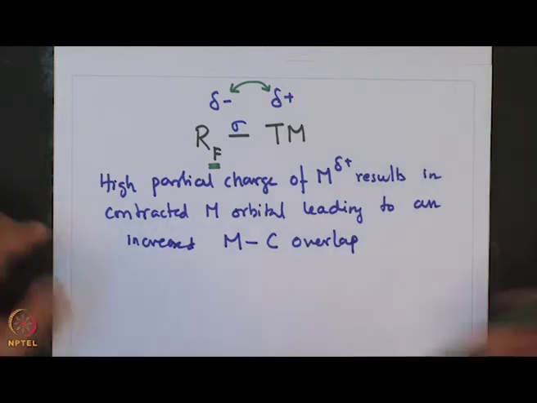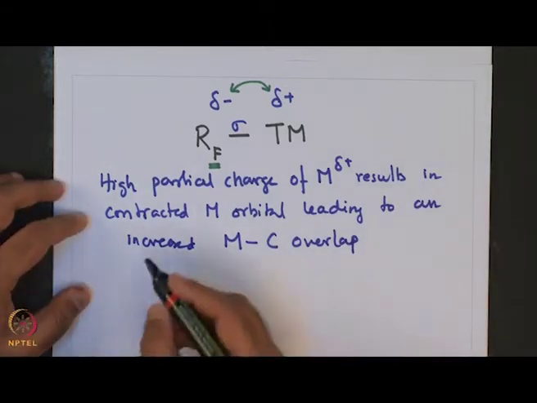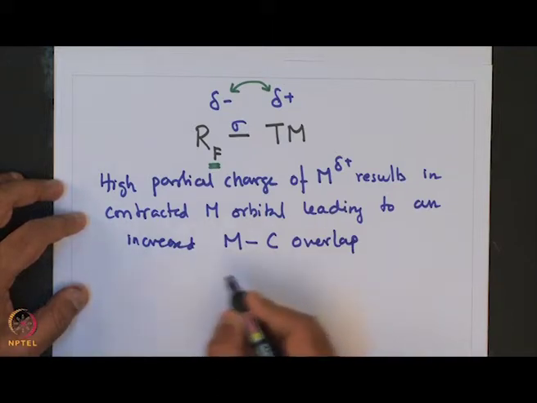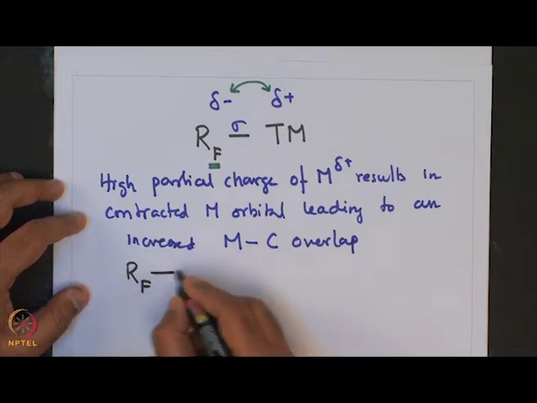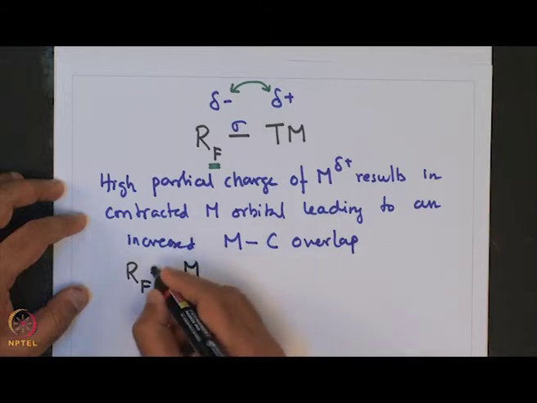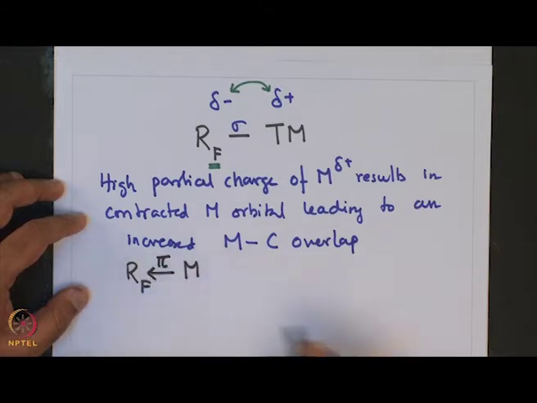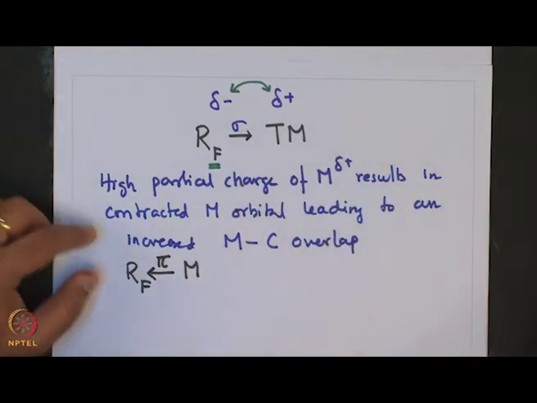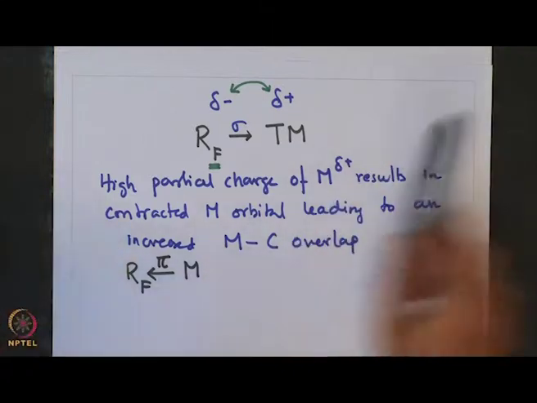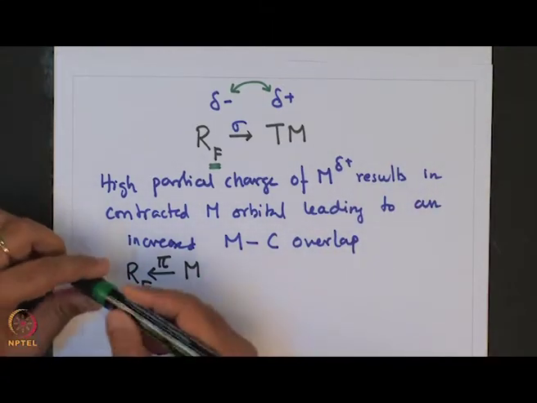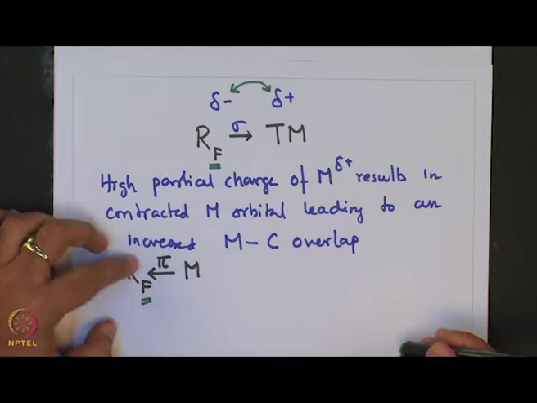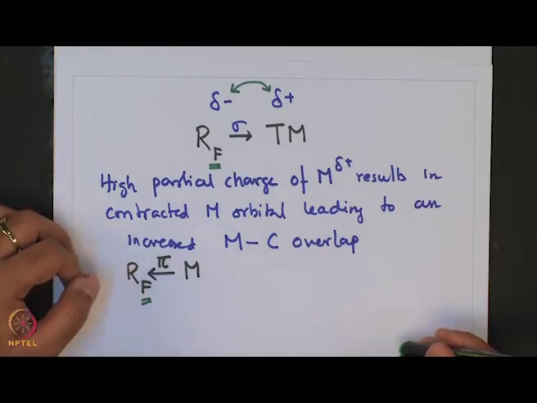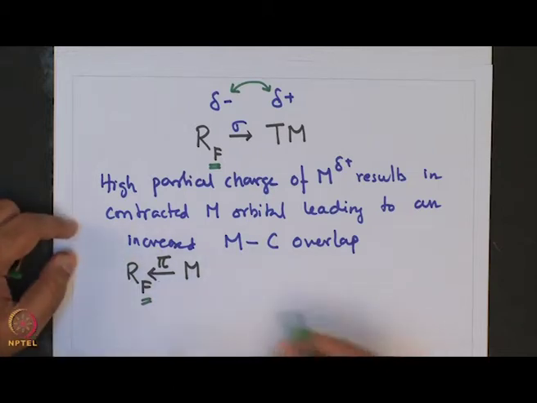Similarly, for the back donation, for example, from the metal to the ligand, pi type back donation, because of the presence of these fluorine atoms on each carbon, the pi star of the RF fragment becomes low lying, which also increases the metal carbon back bonding and results in a better overlap.